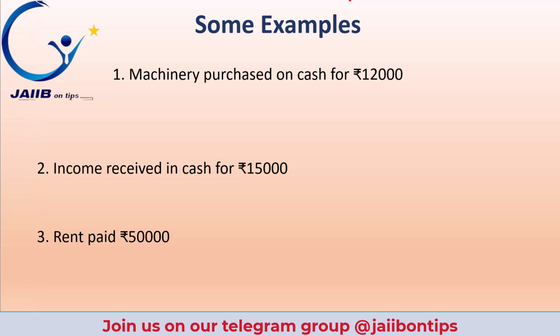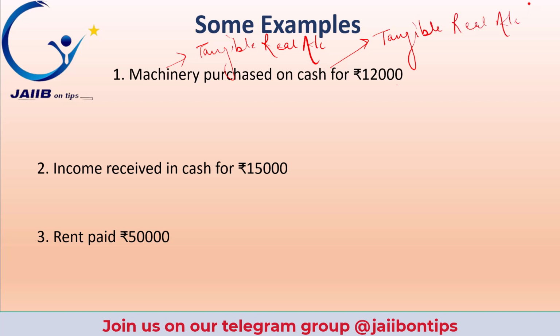Now let's see some examples. First one is machinery purchased on cash for rupees 12,000. Now machinery is the tangible asset, tangible real account, right? And cash is again tangible real account.